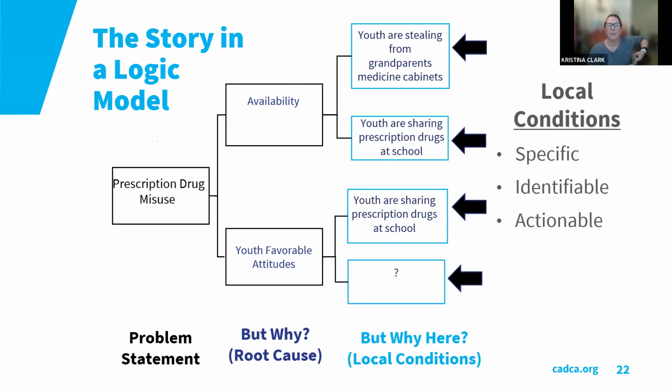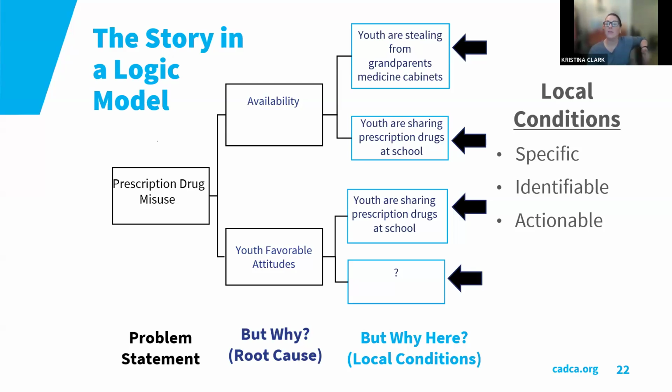But here we're looking at prescription drugs. They're saying it's coming from the parents' medicine cabinets. The youth are sharing prescription drugs at school. And then look, youth are sharing prescription drugs at school again. Should it be in the same place twice? No. So this is where I go back to it's an art and a science. You have to figure out what makes the most sense for tackling this with your community and what they're ready for. So youth are sharing prescription drugs at school is true.